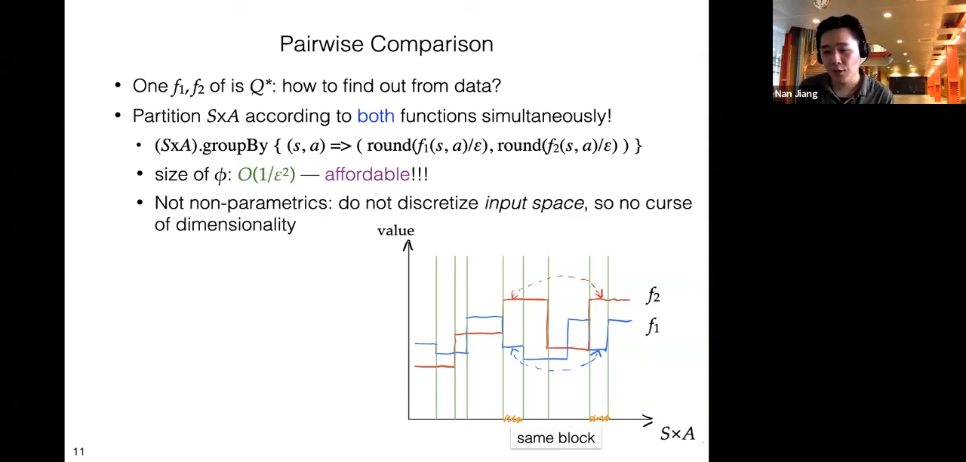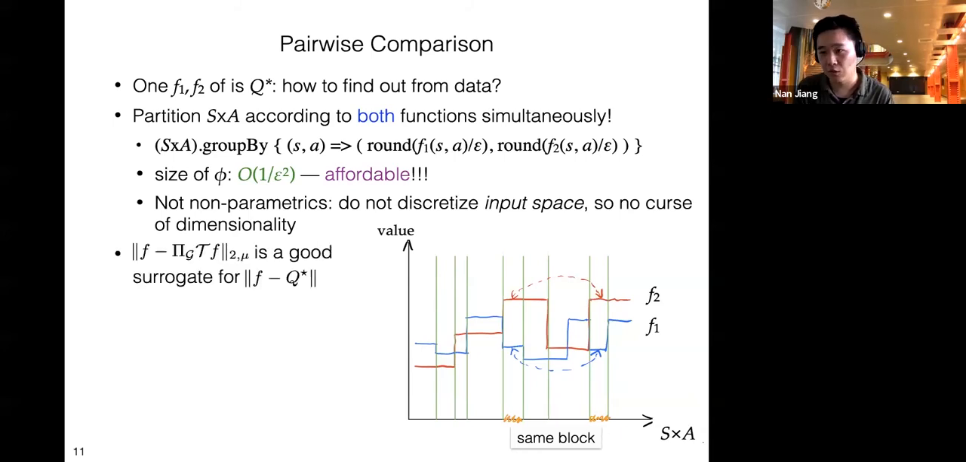And when some people say 1 over epsilon, they think of non-parametric regression. But I want to emphasize that this is not really non-parametrics, because we're not assuming any kind of smoothness over the state action space. We're discretizing according to the output of the functions, which is fixed dimensional. Here we're considering two functions, so the exponent on 1 over epsilon is always 2. It's never going to be bigger.